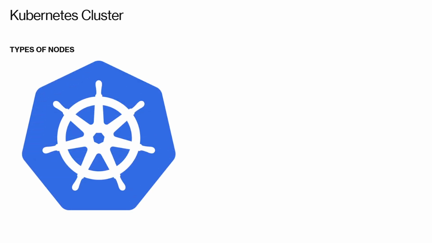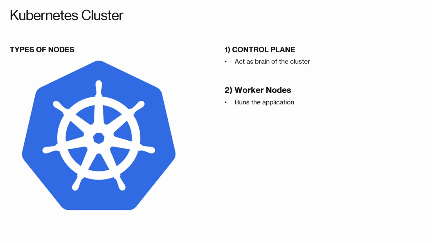Now, in the Kubernetes cluster, there are basically two types of nodes. One is the control plane, or what we call the master node, which acts as the brain of the cluster. The second one is the worker nodes, which run the applications. Master node is the brain, worker node is where the applications are run.